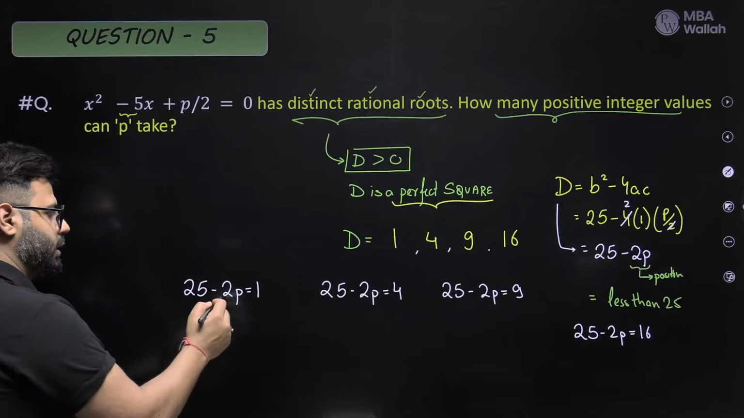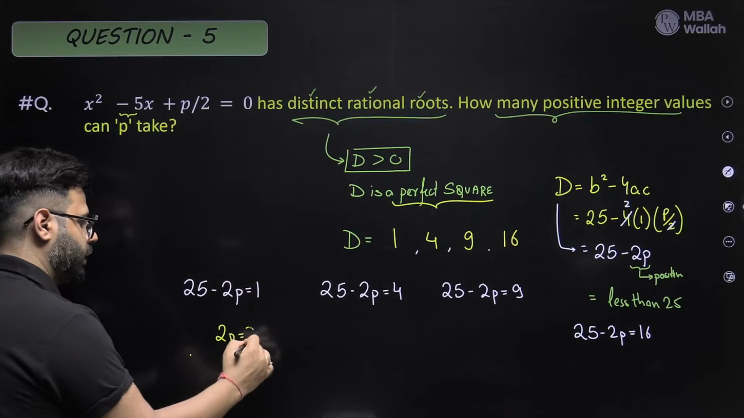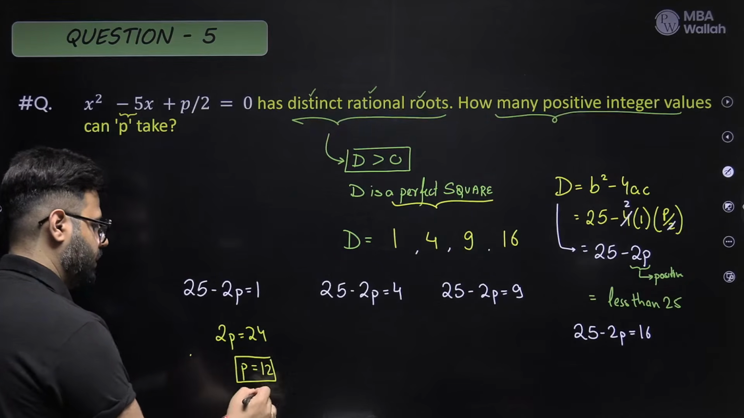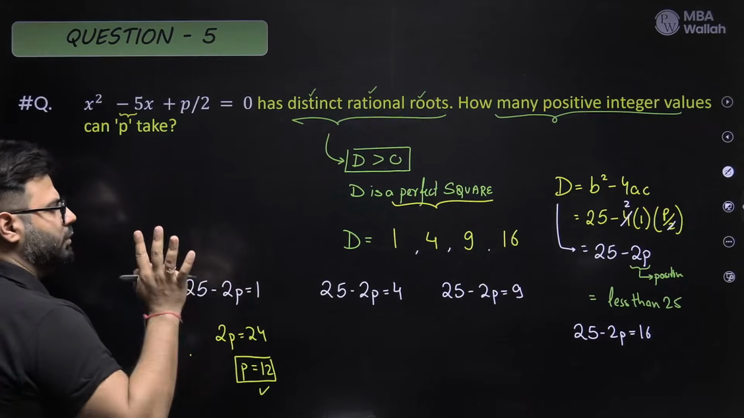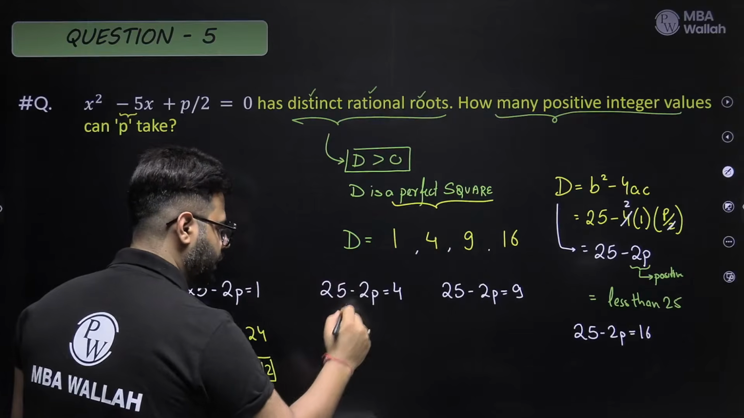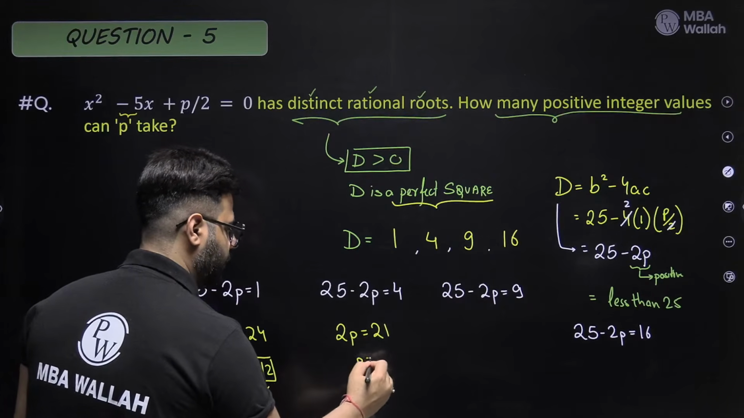If you solve this, you will get 2P as 25 minus 1, 24. You will get P as 12. Allowed. Possible. That means D eventually can become 1. That is a possibility. Let's check this. If I solve this, 2p becomes 21, p becomes 10.5.